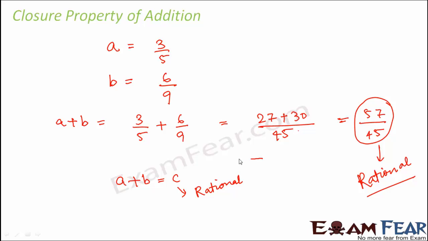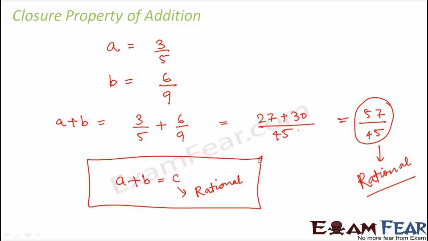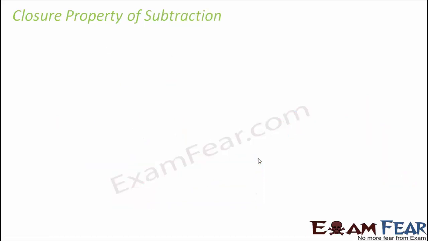Now you can try this out taking any other example. You just take any two rational numbers, add them, you will always get a rational number. Similarly, let us look at the closure property of subtraction. So here again we take two rational numbers. Let's say a is equal to 3 by 5 and b is equal to 9 by 2.